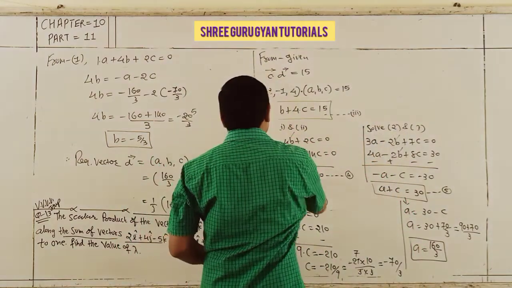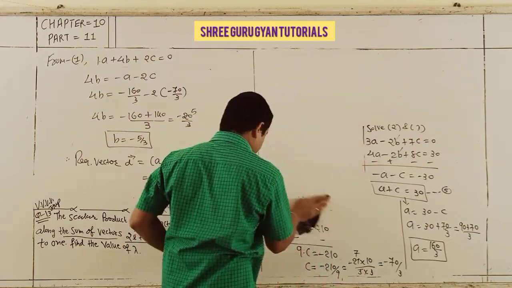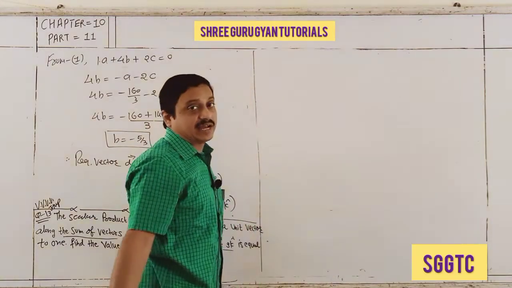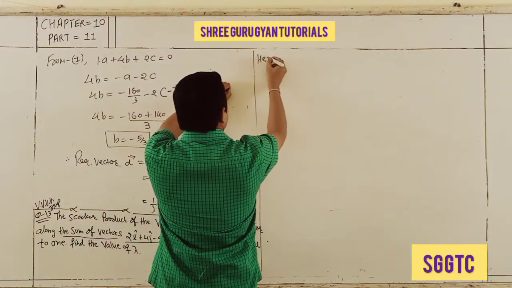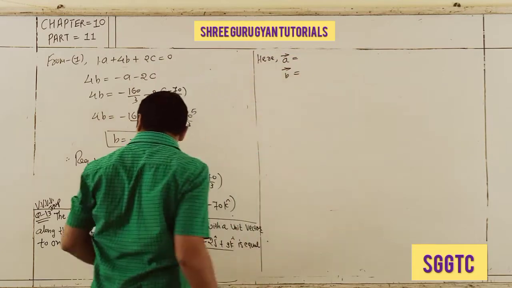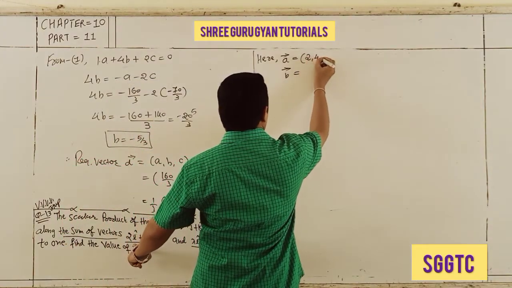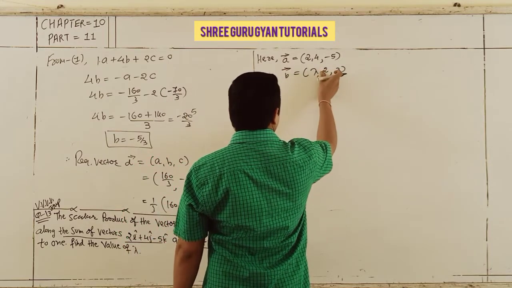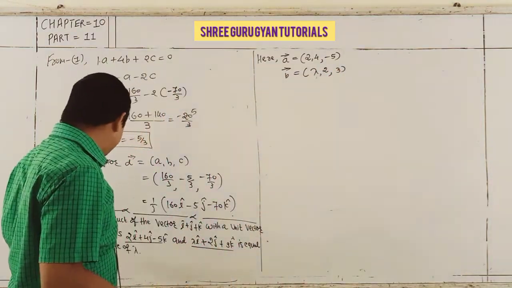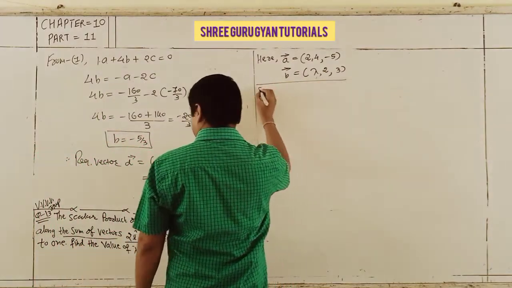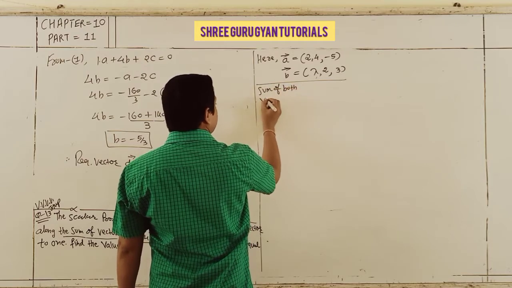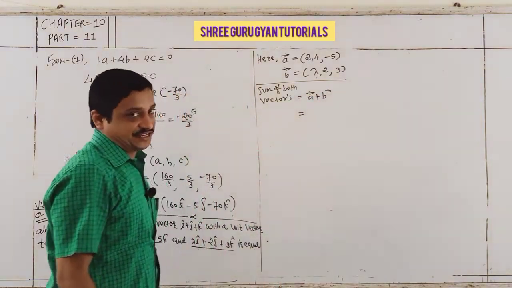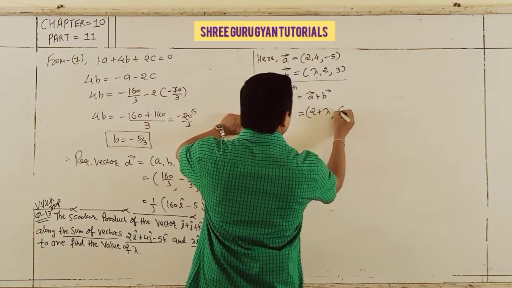So first of all, I calculate the sum a plus b, the resultant vector addition of a and b, and from that I will derive the unit vector. My vector a is 2, 4, minus 5, and vector b is lambda, 2, 3. Now you will first find the sum of both vectors, a plus b. Simply add both vectors, and you get 2 plus lambda, 6, minus 2.